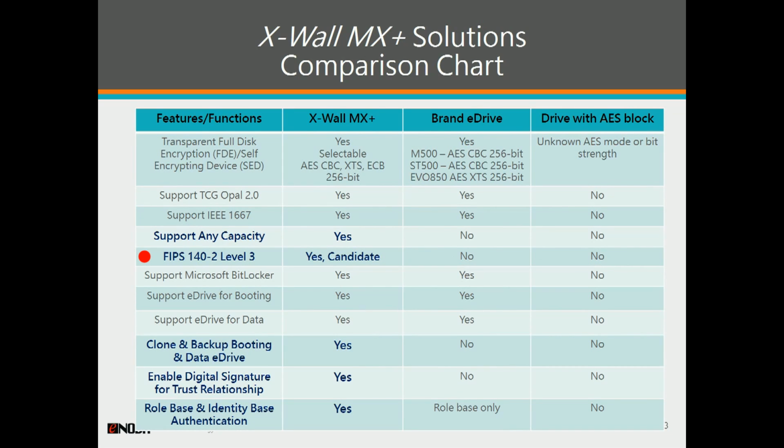Especially important is the FIPS 140-2 Level 3, supporting any capacity of the drive, and cloning and data backup for both booting drives and data drives. Those are considered the three most important features. There is also the digital signature for trust relationship, and the role-based and identity-based authentication capability are also supported by the MX+, where you see role-based only over branded eDrives.